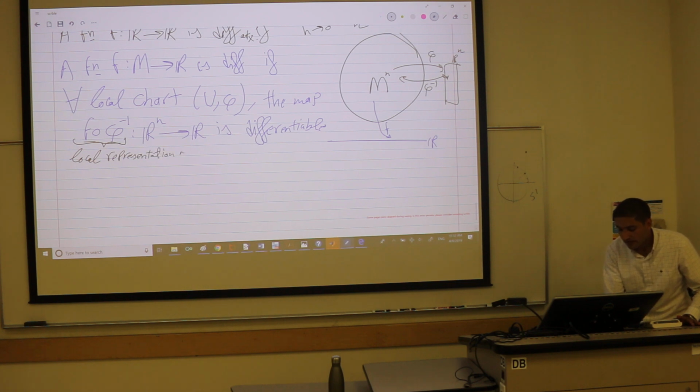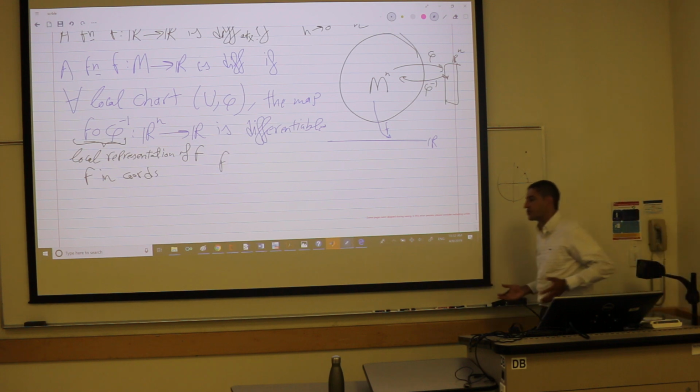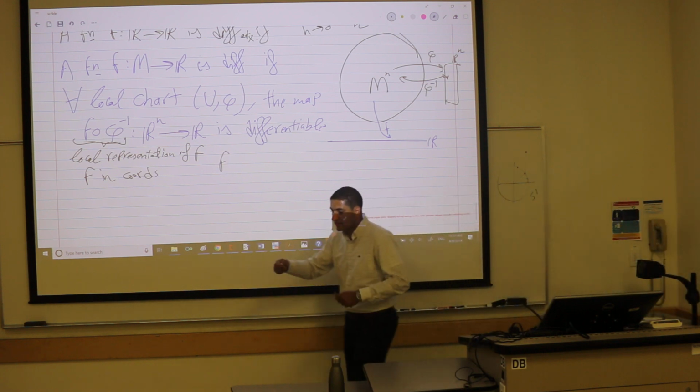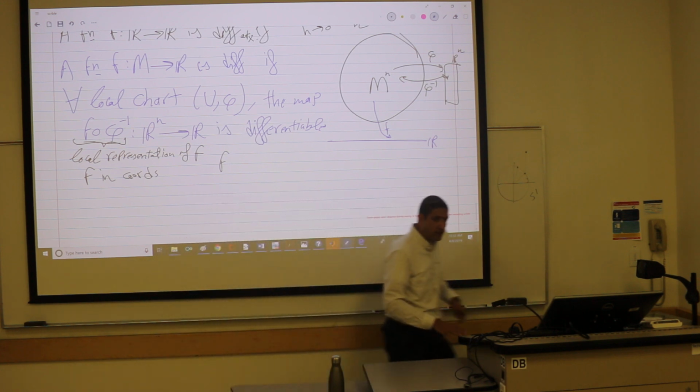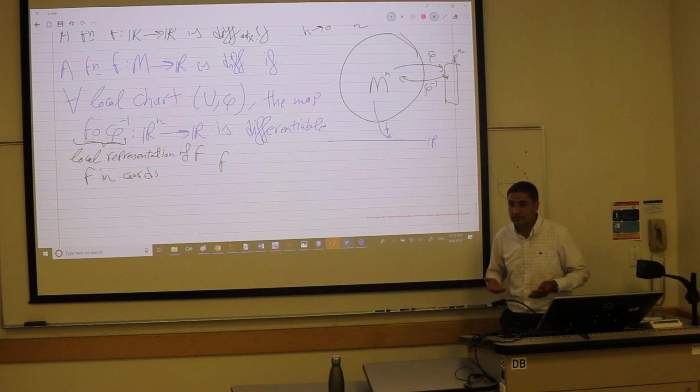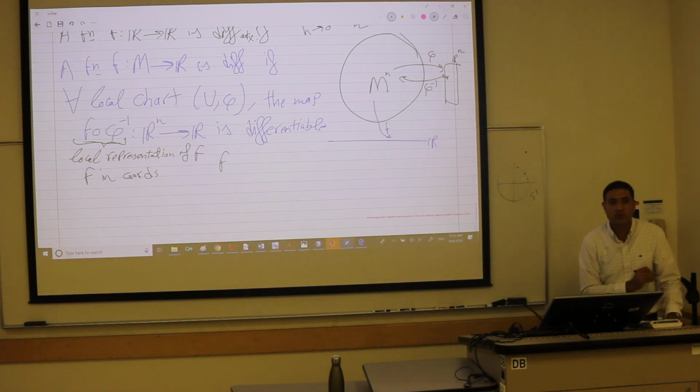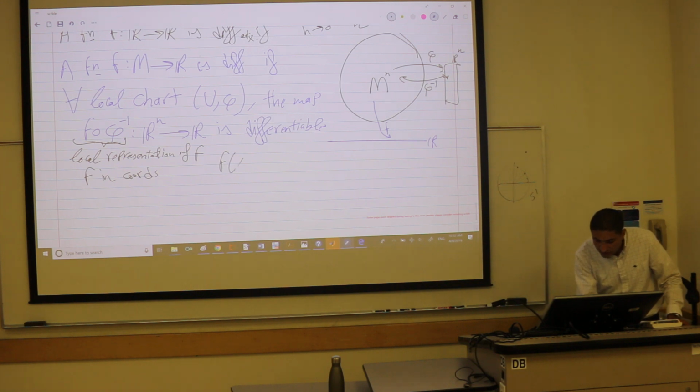of F, in the sense, how are you going to write F in coordinates? This is like F in coordinates. The coordinates are provided by the phi, so if I want to write your temperature function on the Earth in terms of phi and theta, the cylindrical coordinates, the longitude and latitude, you want to write it in coordinates. How are you going to do that? This is actually F composite with your local chart.